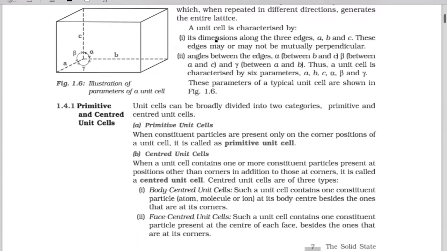The characteristics of unit cell are its dimensions along 3 edges a, b and c. These edges may or may not be mutually perpendicular. Very important: a, b and c may or may not be perpendicular to each other. Angles between the sides are alpha, beta and gamma. So there are 6 parameters to define this unit cell: a, b, c, alpha, beta and gamma.